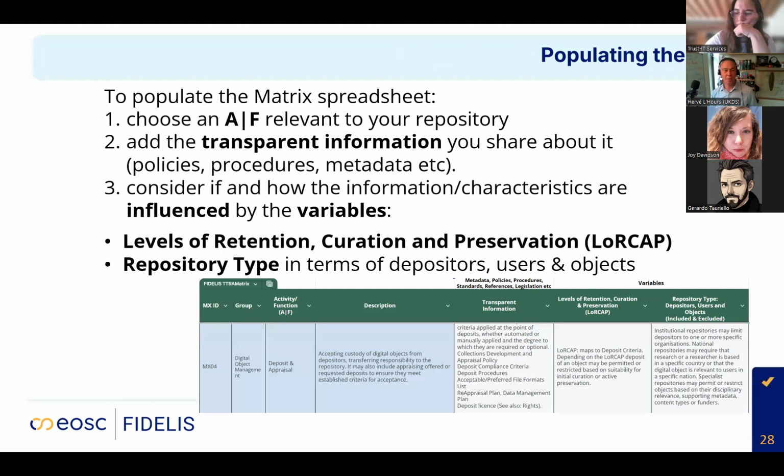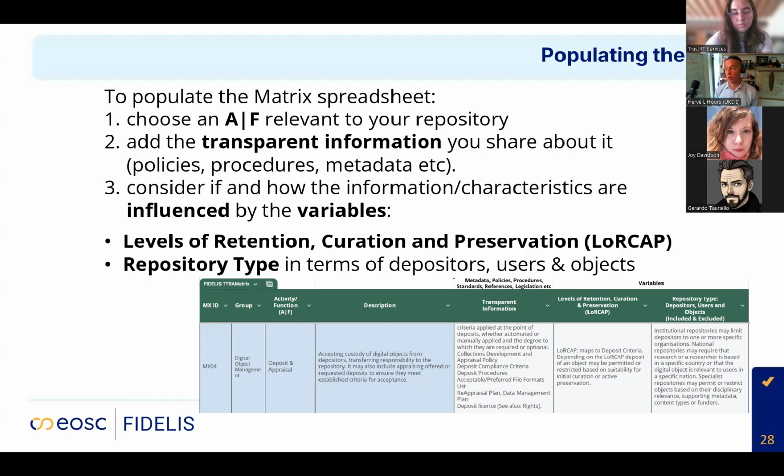So back to the matrix itself. As we've said, all you need to do is work your way through the items which will be linked into the chat and elsewhere. Choose something that's relevant to your repository. Yeah, the vast majority of things will be. And type in whatever transparent information you share about it. Yeah. So what policies, procedures, and metadata have you got? And then think about how they're influenced by the variables.